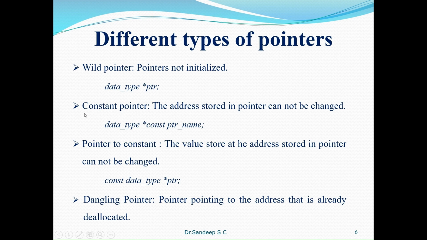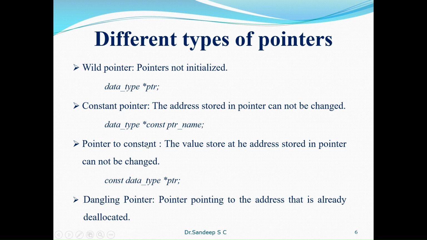Then we have a constant pointer. The constant pointer will store an address that cannot be changed. That means the address which is stored in this particular pointer variable cannot be changed. It is going to point to the same location. We cannot change the address of that particular pointer variable. So that we call a constant pointer.